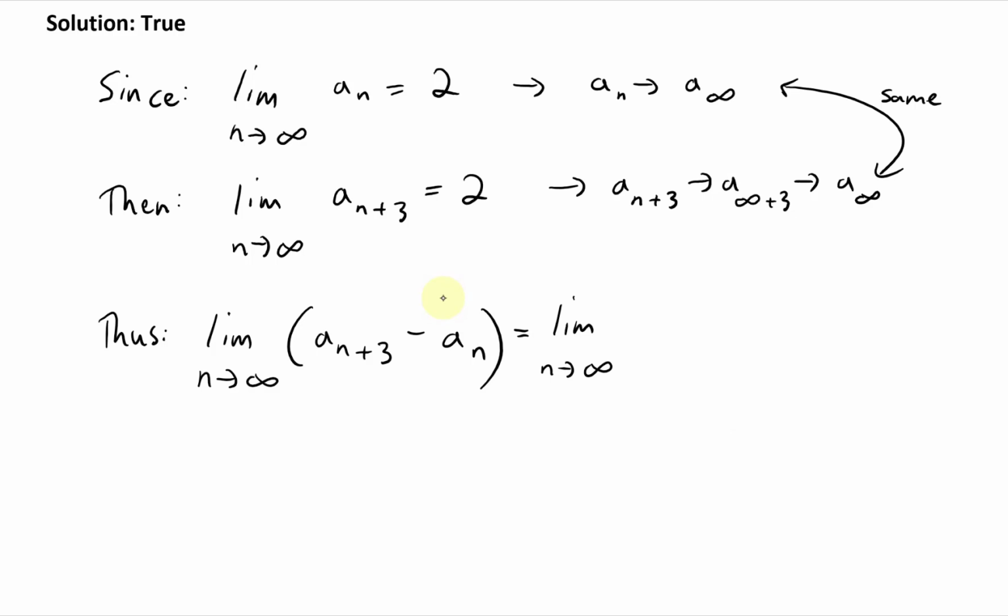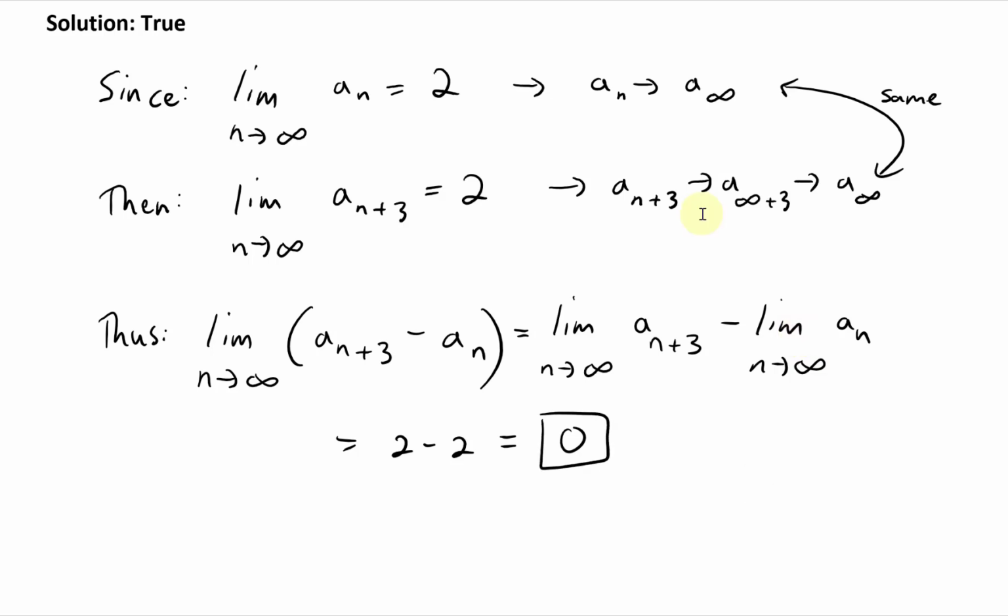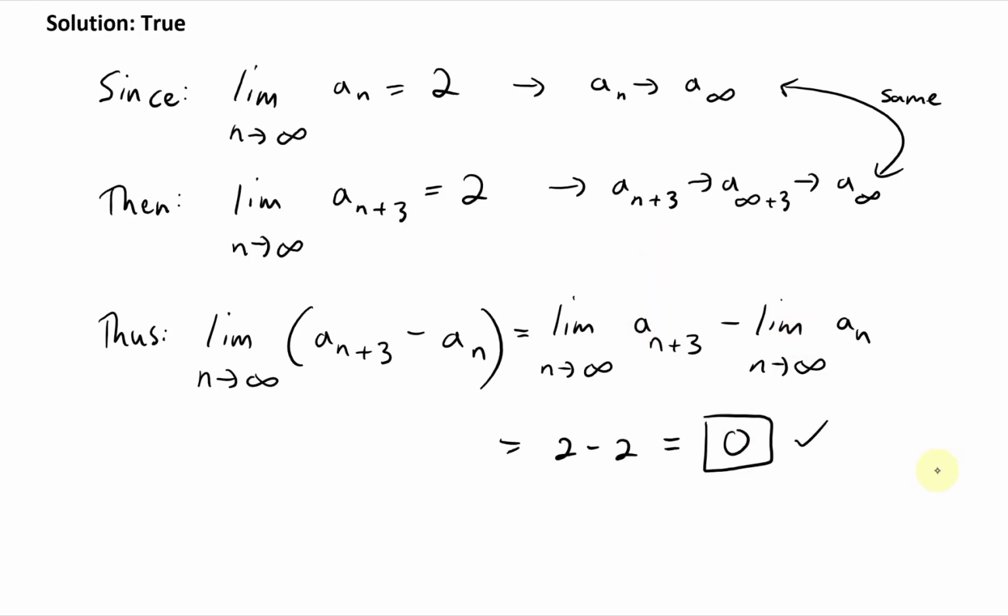The limit as n approaches infinity of a_n plus 3, minus the limit as n approaches infinity of a_n. And these both equal 2. So 2 minus 2 equals 0. Like that. And just move it over here and check mark.